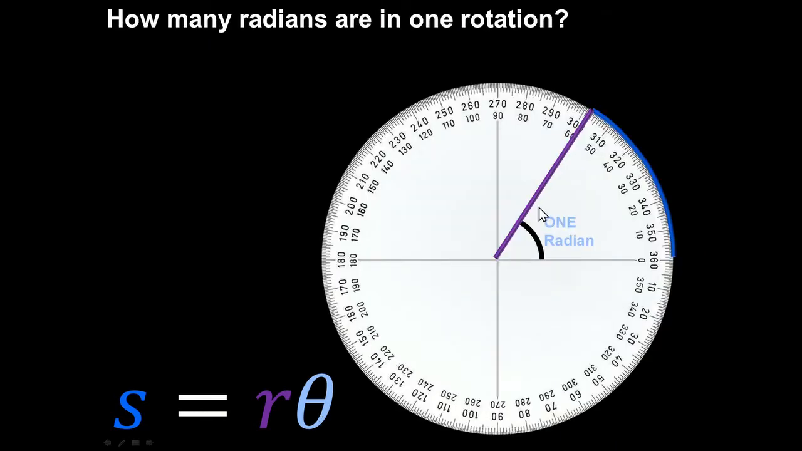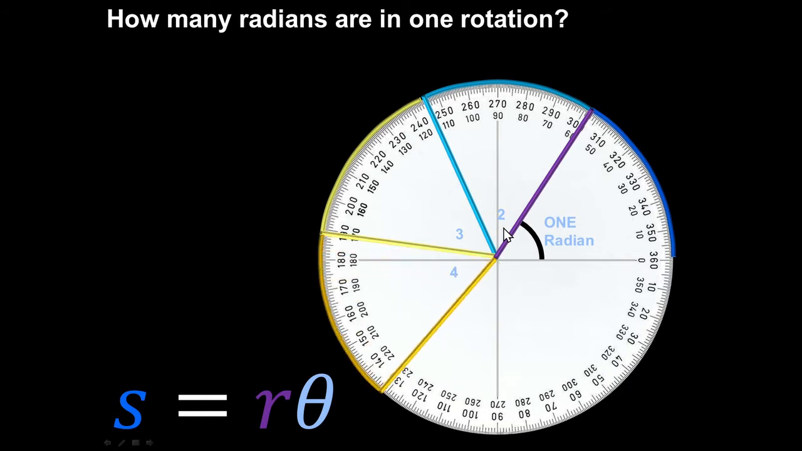s equals r theta. If this arc is twice the length of the radius, then we would have 2 radians. Well, then the question is, how many radians are in one rotation? So that's 1 radian, and that's 2, 3, 4, 5, 6. It looks like it's a little more than 6 radians all the way around.